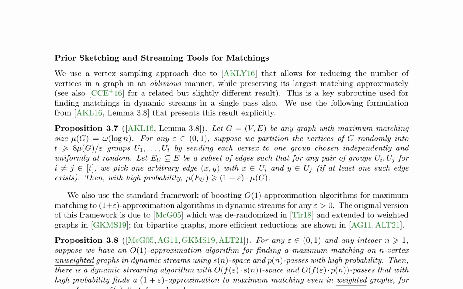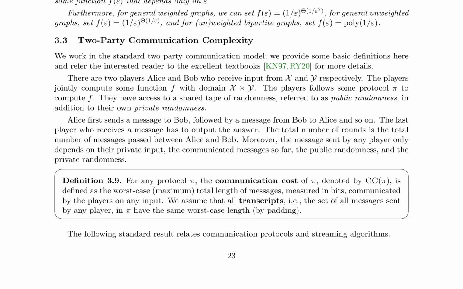In the context of machine learning and artificial intelligence, the paper discusses various techniques for sketching and streaming tools for matchings in graphs. It highlights the use of vertex sampling approaches to reduce the number of vertices in a graph while preserving its largest matching approximately. This method is crucial for finding matchings in dynamic streams in a single pass. The paper also discusses the boosting framework for improving O(1) approximation algorithms to 1 plus epsilon approximation algorithms in dynamic streams.